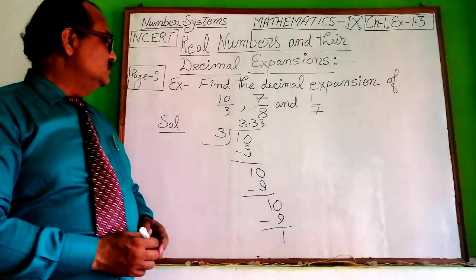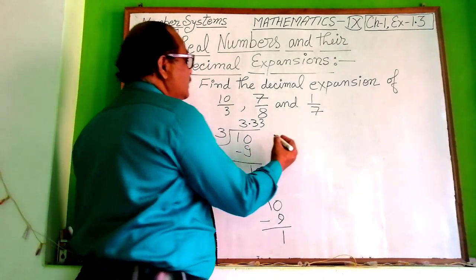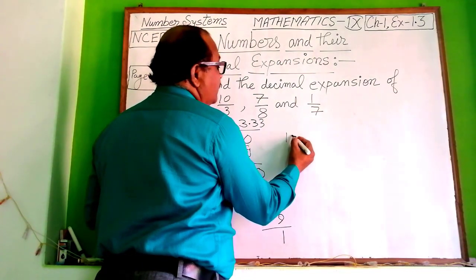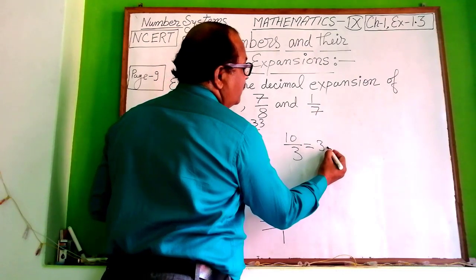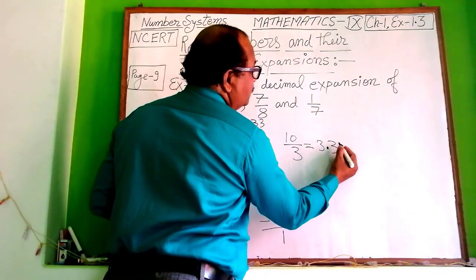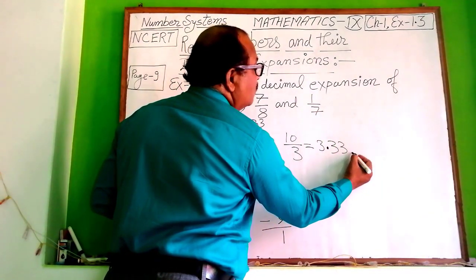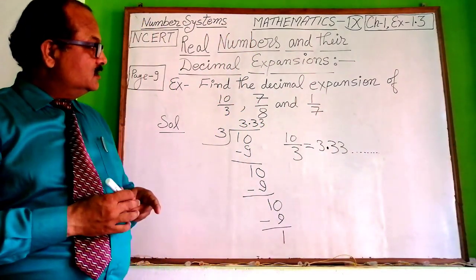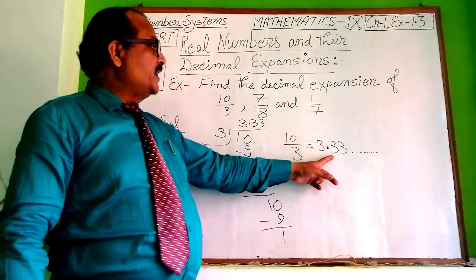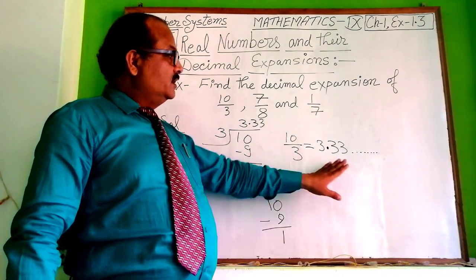So students, you can write your answer like this. 10/3 can be written as 3.33, as many 3s as you want to write, and so on. So this is the decimal expansion of 10/3.